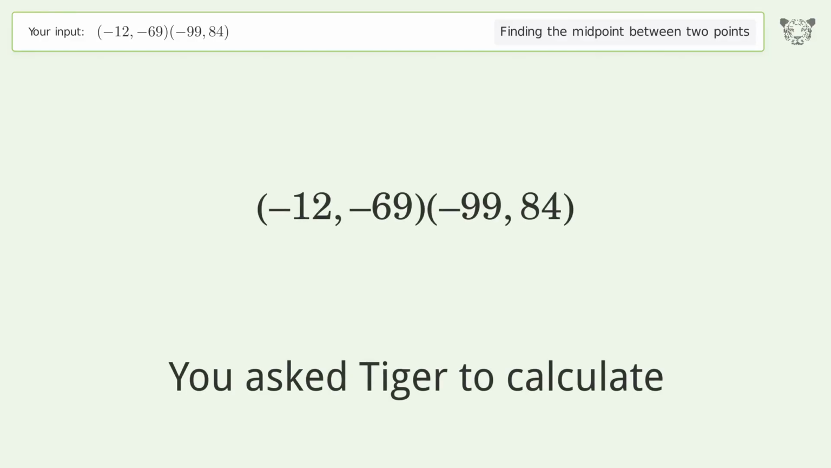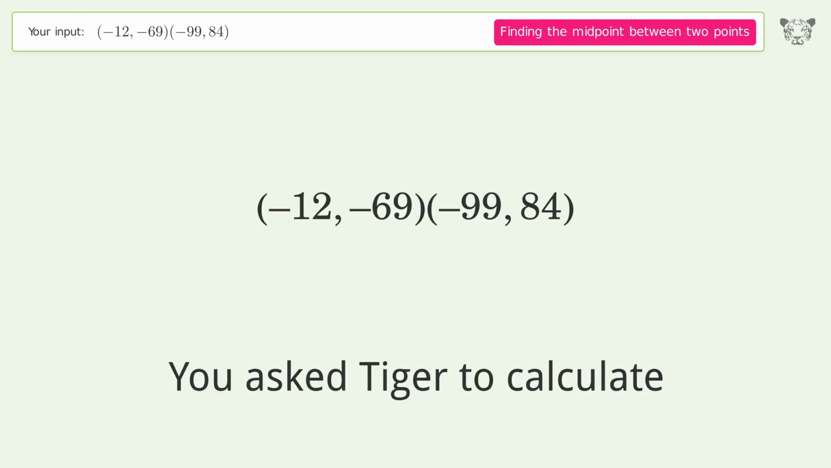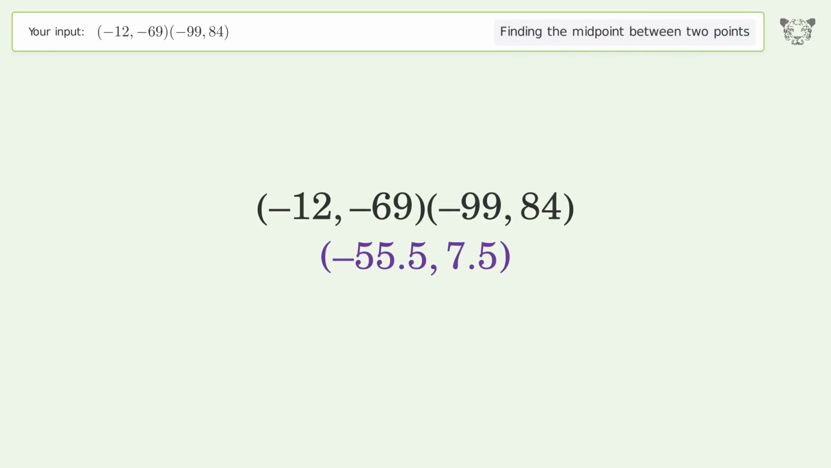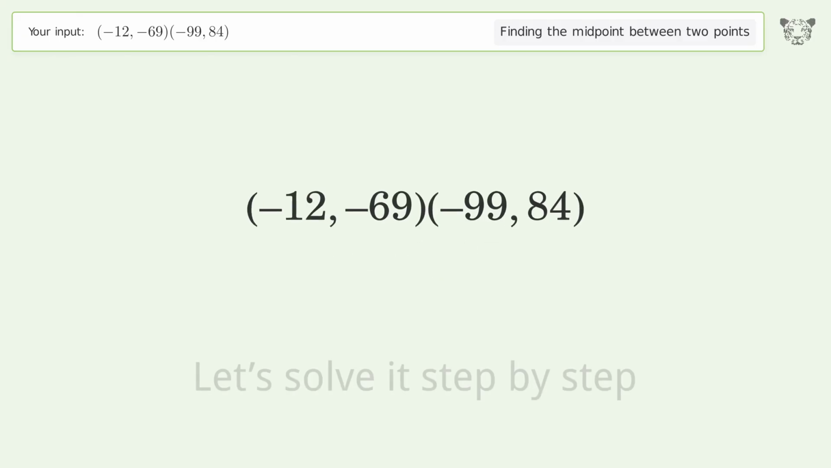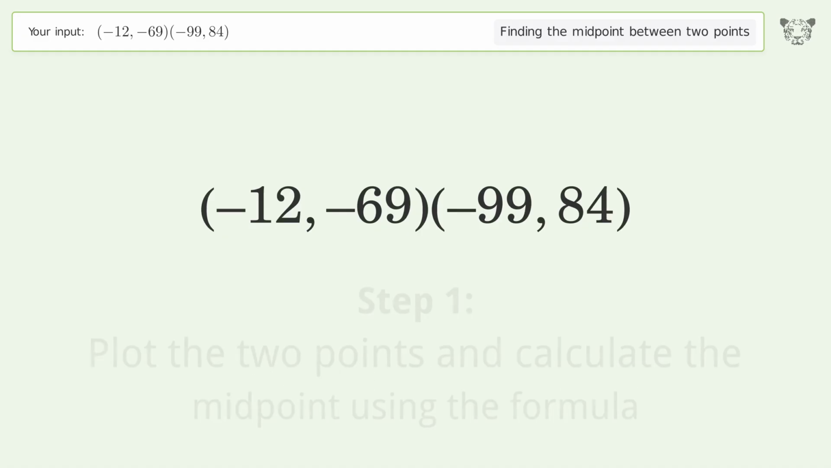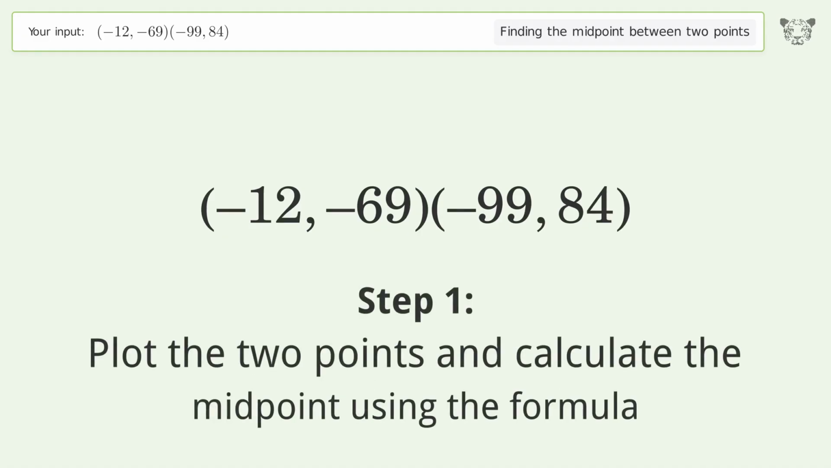You ask Tiger to calculate. This deals with finding the midpoint between 2 points. The midpoint between the 2 points is negative 55.5, 7.5. Let's solve it step by step. Plot the 2 points and calculate the midpoint using the formula.